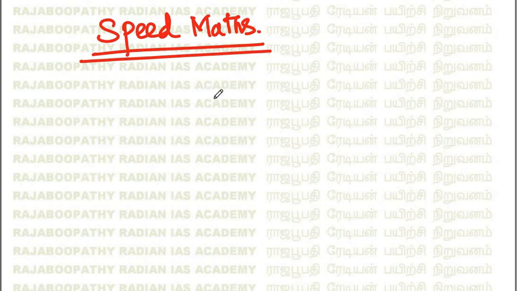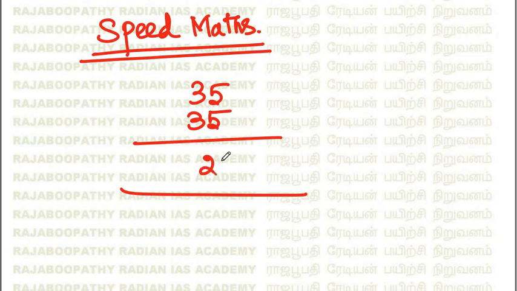If a number ends with 5, the whole square can be easily calculated. For example, 35 into 35, you can easily multiply. How? The last two digits are always 25. This number is 3. The next number after 3 is what? 3 plus 1 is 4. Therefore, multiply 3 into 4, 12. That's all. So, 35 into 35 is 1225.